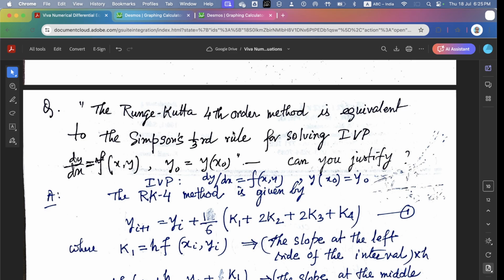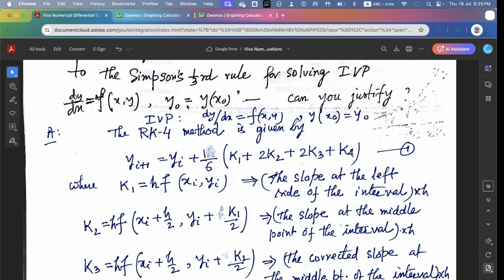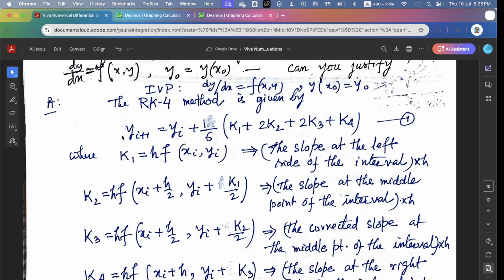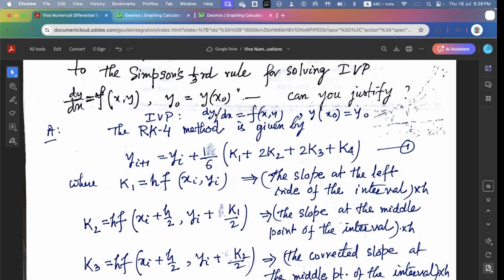Next question: Runge-Kutta fourth order method is equivalent to Simpson's one-third rule for solving initial value problems. Can we justify? Yes, Simpson's one-third and Runge-Kutta are equivalent. The RK4 method is y(i+1), actually the computed value; we omit the bar notation here. y(i+1) equal to yi plus 1 by 6 (k1 plus 2k2 plus 2k3 plus k4), where k1 equal to h into f(xi, yi). Actually, f is the value of dy/dx, so dy/dx is the slope at this point (xi, yi). So this is the slope into h at this point.